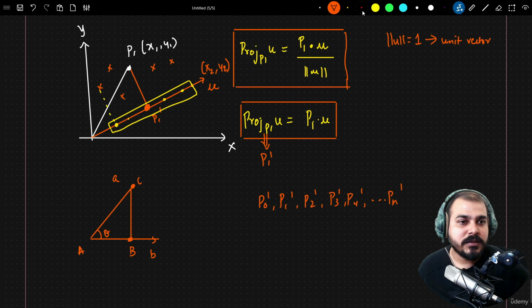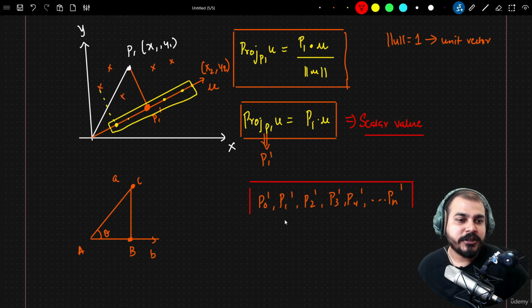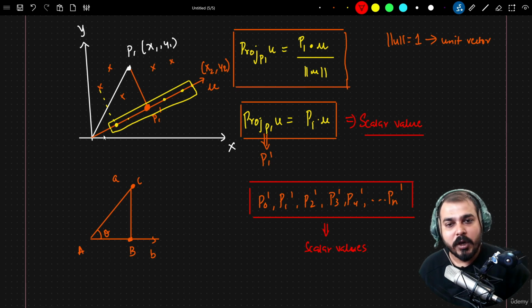Now, once we have all these points, remember, whatever value we get from this dot product is a scalar value, right? All the values that we get after projecting will be scalar values themselves. Now, these values are basically talking about distance. What is P1 dash basically talking about? It is just talking about the distance from the origin to this particular point on the axis, right? It is basically this specific distance, P1 dash. Similarly, suppose this is P2 dash, I'm basically talking about this distance, right?